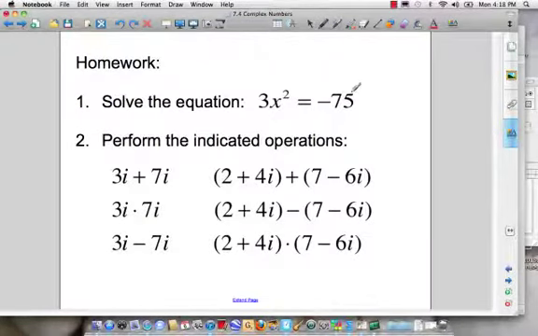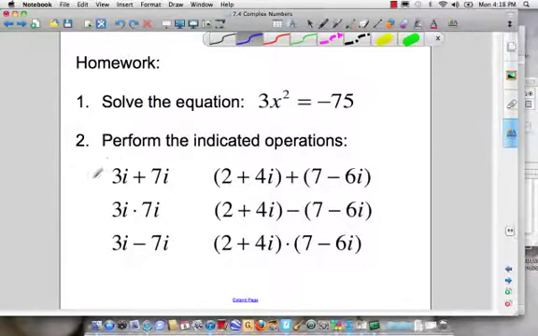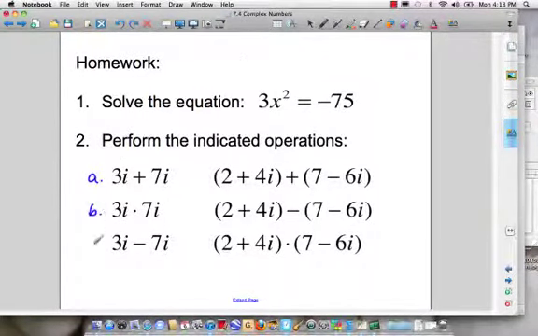Okay, for your homework. Number 1, solve the equation 3x squared equals -75. Try to do that by isolating x squared and then taking the square root of both sides. And then on number 2, this is 6 separate problems, A, B, and C. I ask you to add, multiply, and subtract 3i and 7i, and then D, E, and F, I'm giving you complex numbers with a real and imaginary part and asking you to add, subtract, and multiply. Okay, have that ready for class next time.